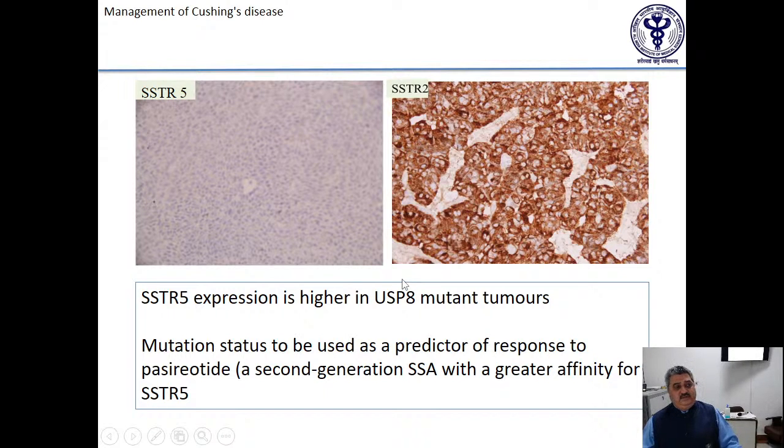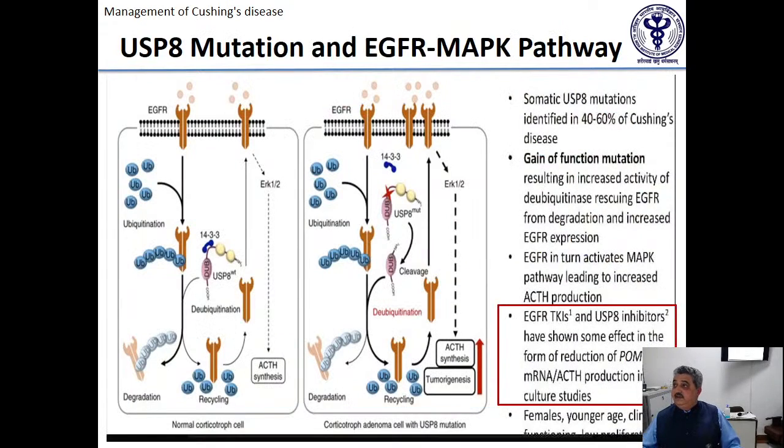For example, people are giving the temozolomide for some of those which are methylated. Just like the most common mutations are described in the USP8 mutations, which are seen in about 40 to 60% of the Cushing disease. It's a gain of function. This is the EGFR receptors, and it is destroyed in the lysosomes with the help of USP8. If it is mutated, this receptor is synthesized more, goes to the surface and activates the ACTH synthesis and tumorigenesis.